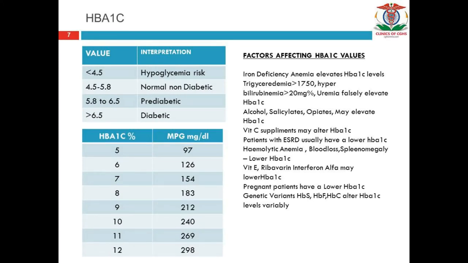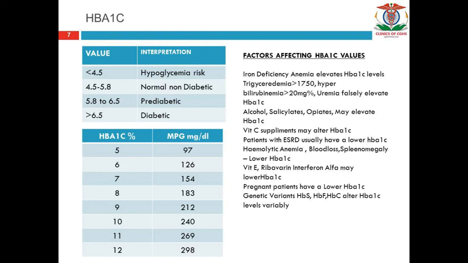HbA1c. Glycation of proteins is essentially glycation of sugar on a protein. So in the N-terminal, valine is glycated in hemoglobin, and this results in an HbA1c value. The HbA1c value is essential because it remains stable over a period of 3 months, because it is related to the life of RBCs and not to blood sugars, which vary on a day-to-day basis.